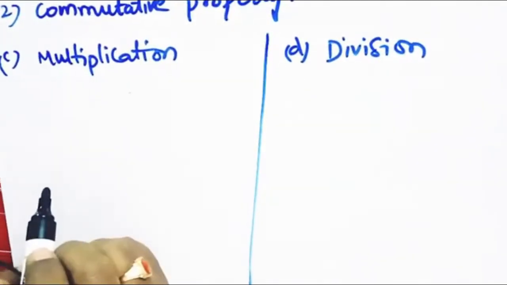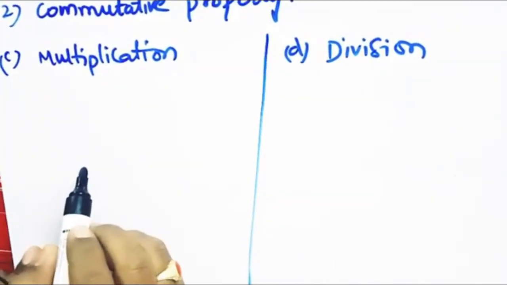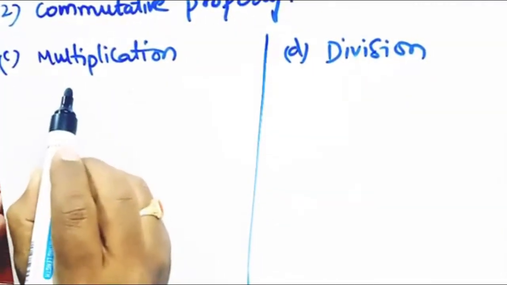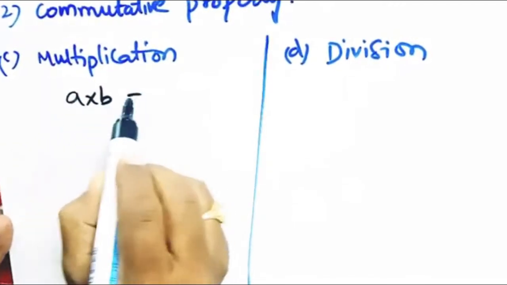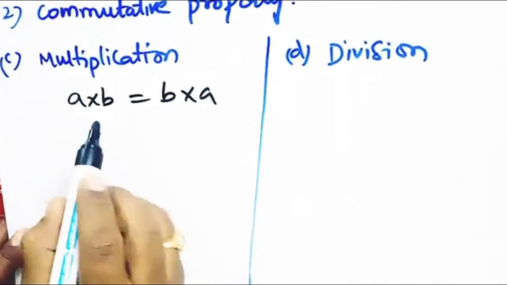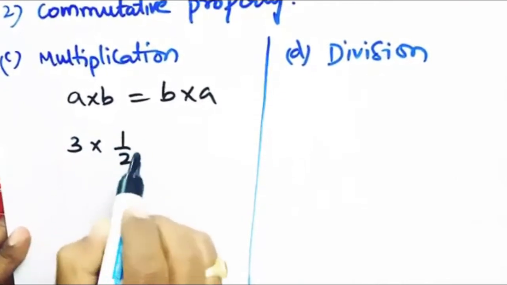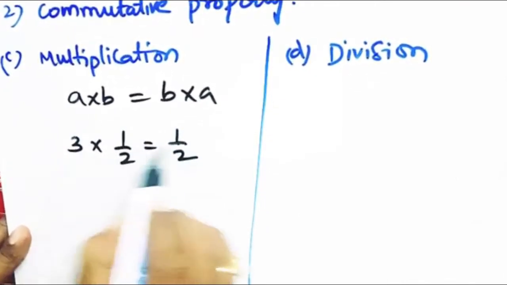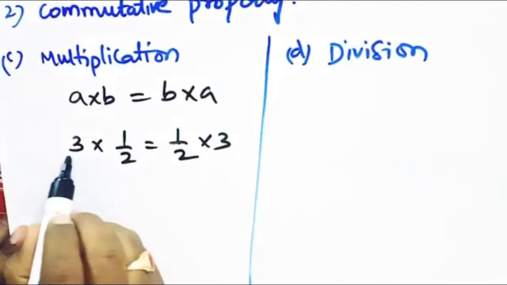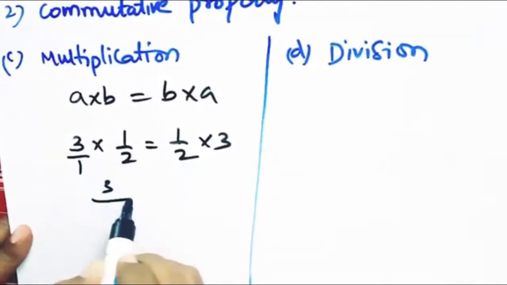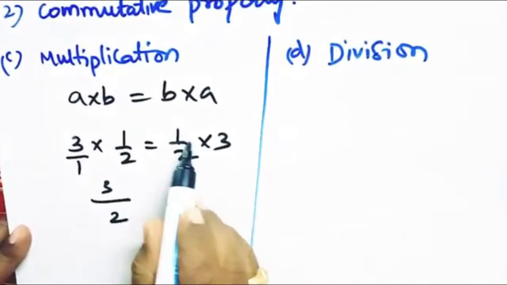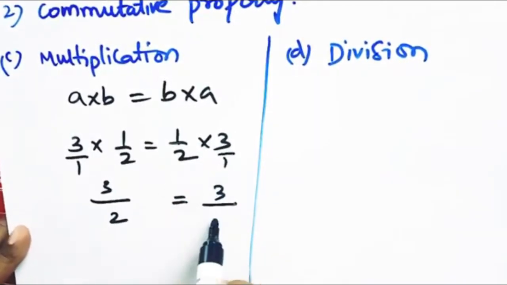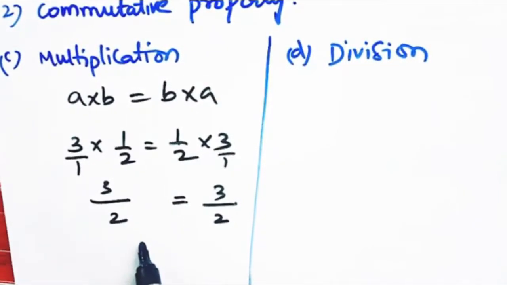Now we will go with commutative property for multiplication. I'm taking this statement indicating a into b, which gives b into a. We will check the condition. Take the example 3 into 1 by 2. I'm taking b value here 1 by 2 and a value I took here 3. So 3 by 1 times 1 by 2: 3 times 1 is 3, 1 times 2 is 2. Which gives 1 times 3 is 3 by 2 times 1 is 2. So these both are equal. So from this example we can conclude that multiplication is commutative in the set of rational numbers.